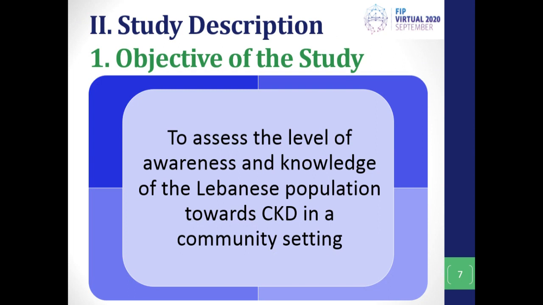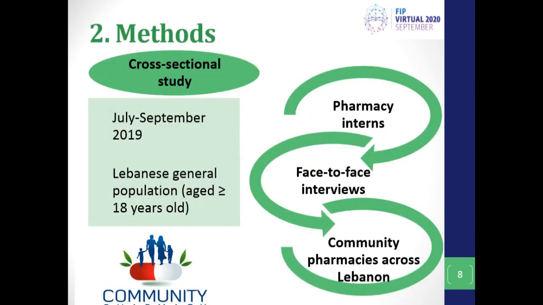Hence, the study was conducted with an aim of assessing the level of awareness and knowledge of the Lebanese population towards CKD in a community setting. What methods were used in our study? So this was a cross-sectional study. It was conducted among the Lebanese general population between July and September 2019. Adult patients or customers who were aged 18 years or more, presenting to community pharmacies, were included after explaining the study protocol and obtaining their informed consent.